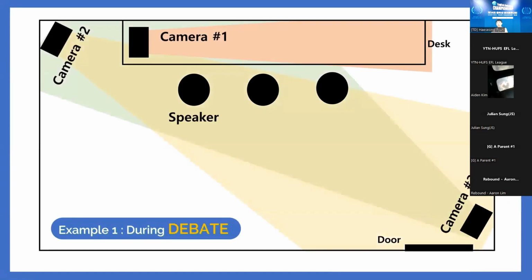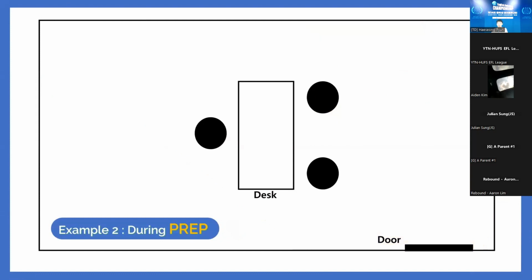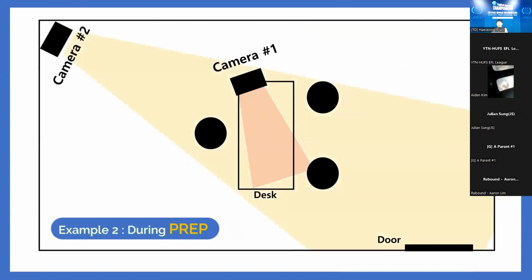So during debate, camera 1 should be capturing the desk and the speaker as well. During debate, the speaker that is speaking should be captured on camera 1. And then when it comes to the second example, during preparation time, camera 1 should be capturing the desk.